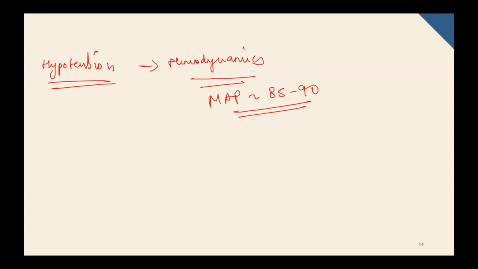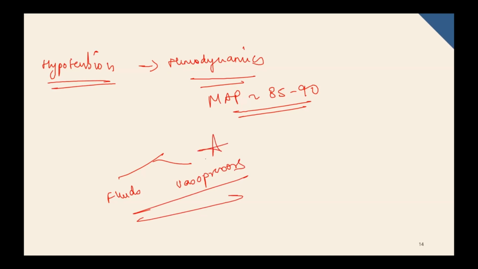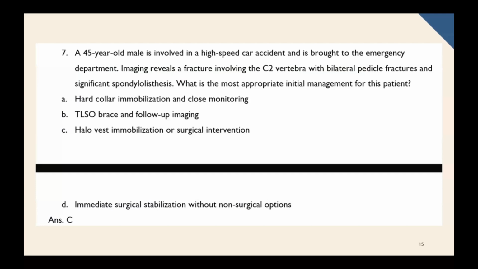And third thing, how do you manage neurogenic shock? You manage with the help of fluids and vasopressors. That is also what we discussed yesterday. Okay, so these are few concepts regarding neurogenic shock and spinal cord injury. Now coming to the particular fractures and their treatment.